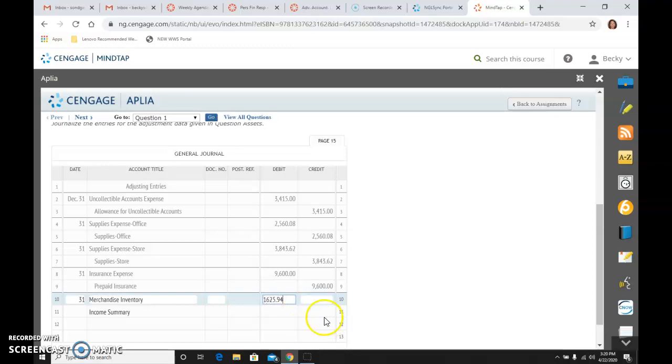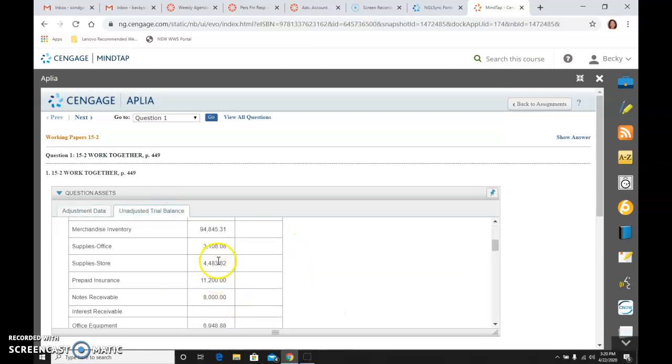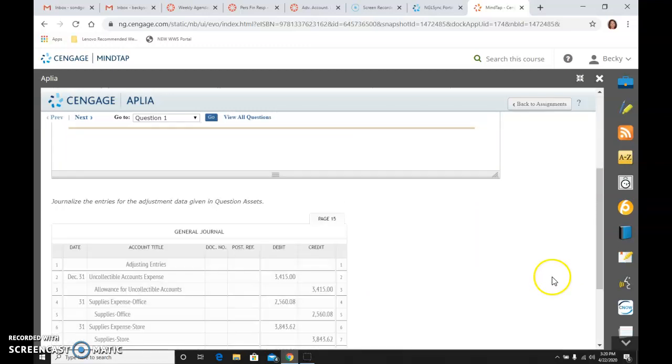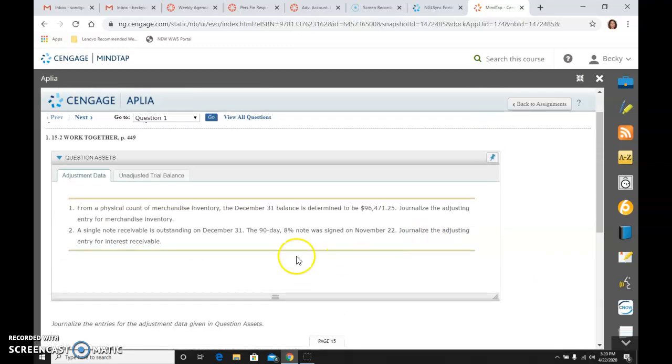1,625.94. And just to make sure you get it, it's going from 94,845.31 up to 96,471.25. So it went up $1,625.94. And we determine that ending number based on a physical count or a physical inventory.